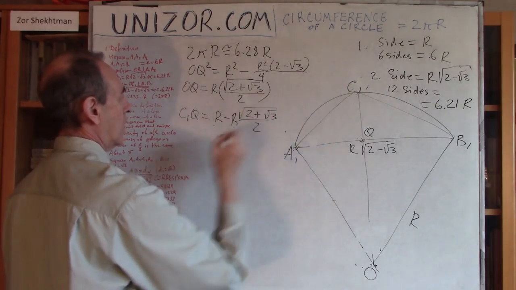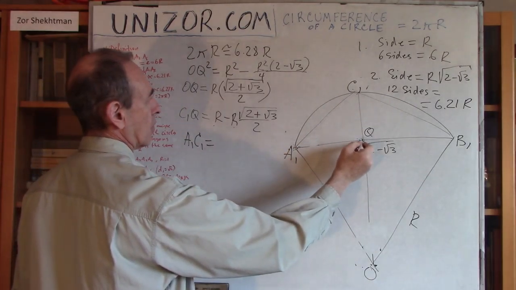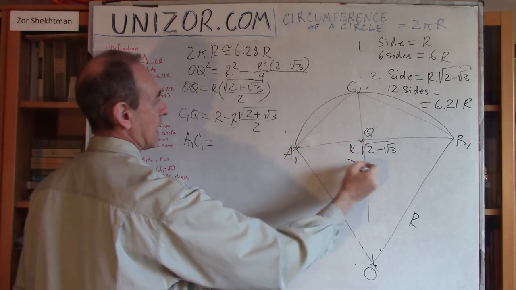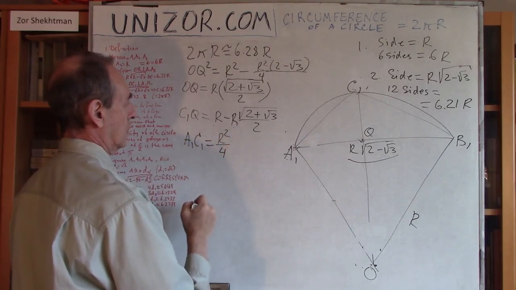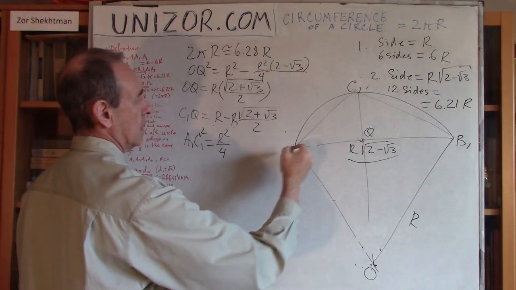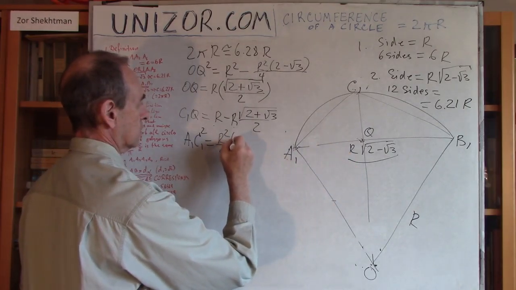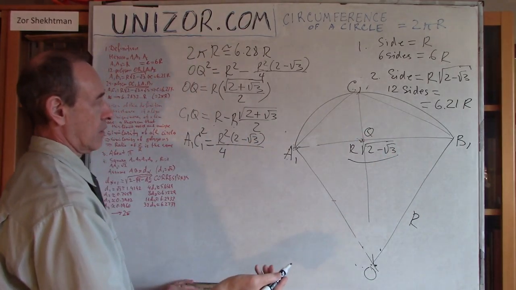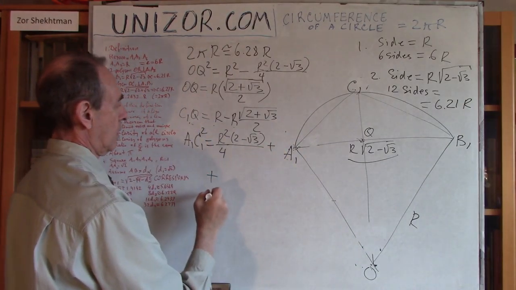Finally, A1C1 equals this square plus this square. A1Q is half of this. So it's R square over 4. Let's put A1C1 square. Square of this, which is R over 2 and 2 minus square root of 3. Right? I got rid of the square root because I'm squaring it. Plus C1Q, which is this one, square.